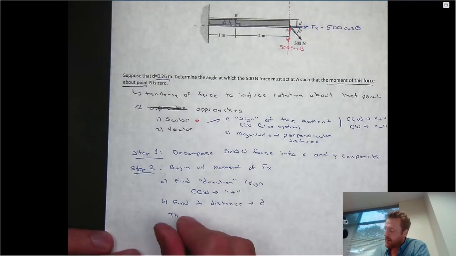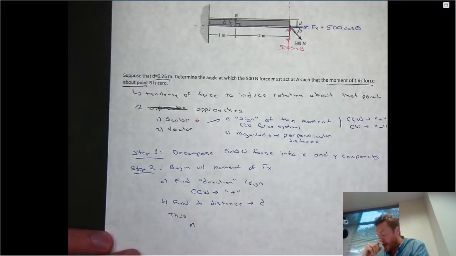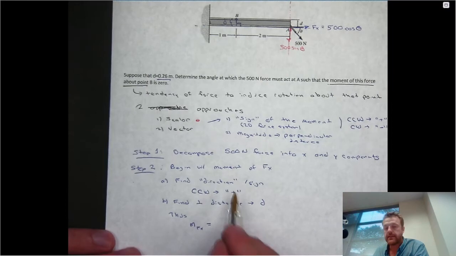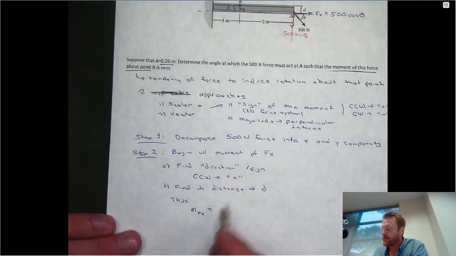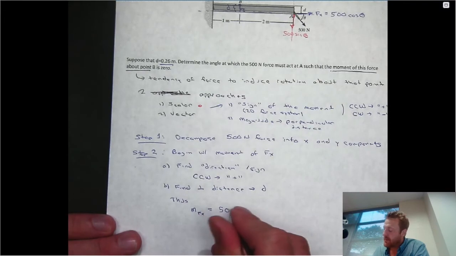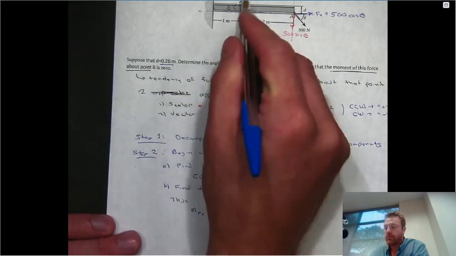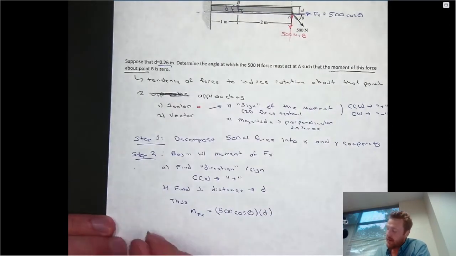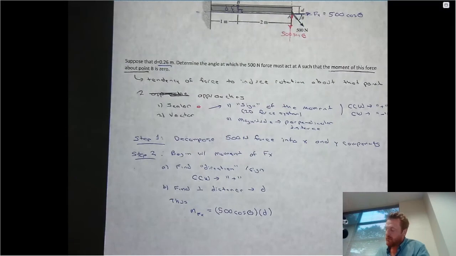So thus, I can compute the moment of the force Fx about point B. It's just going to be, add in the plus or minus depending on the sign. Since it's counterclockwise rotation, it will be plus. Add in the magnitude of the force. It's going to be 500 cos theta. That's the F component. And then add in the perpendicular distance, which in our geometry is just going to be d. So now that I've done that, I will actually do the y component.